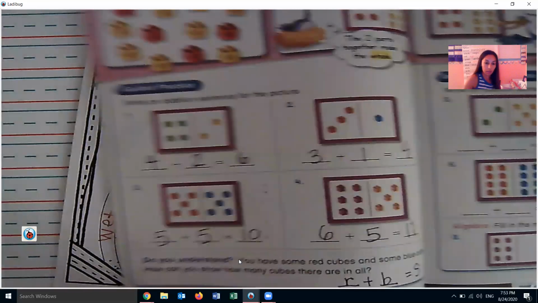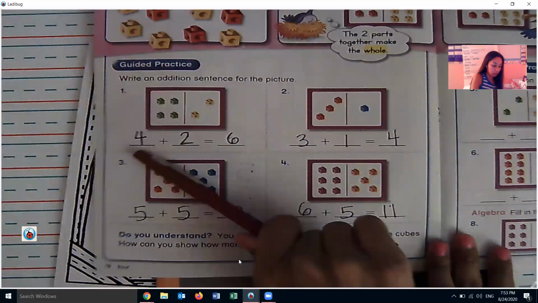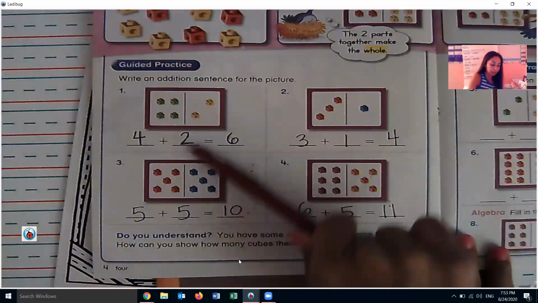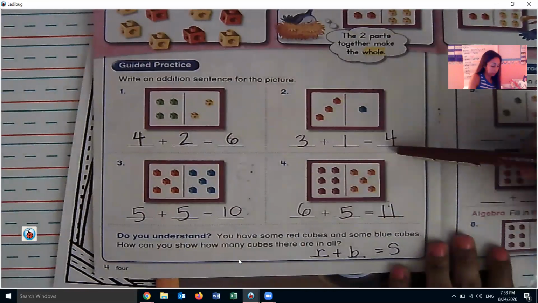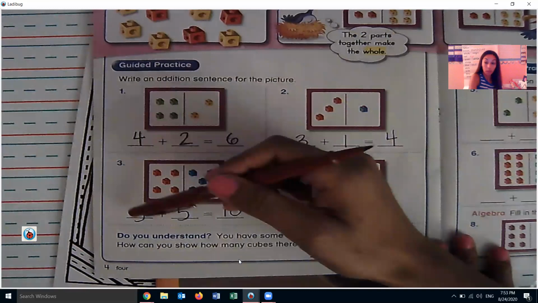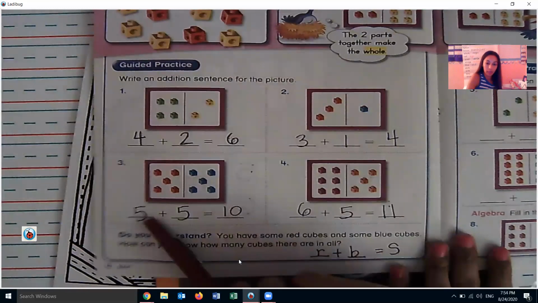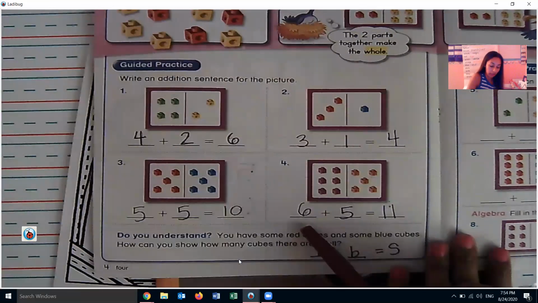We did these here as well, where we had 4 part, 2 part is 6 total. Part 3, part 1 makes 4, the whole. Part, doubles. 5 plus 5 makes 10. And then we have 6 and 5 makes an 11.